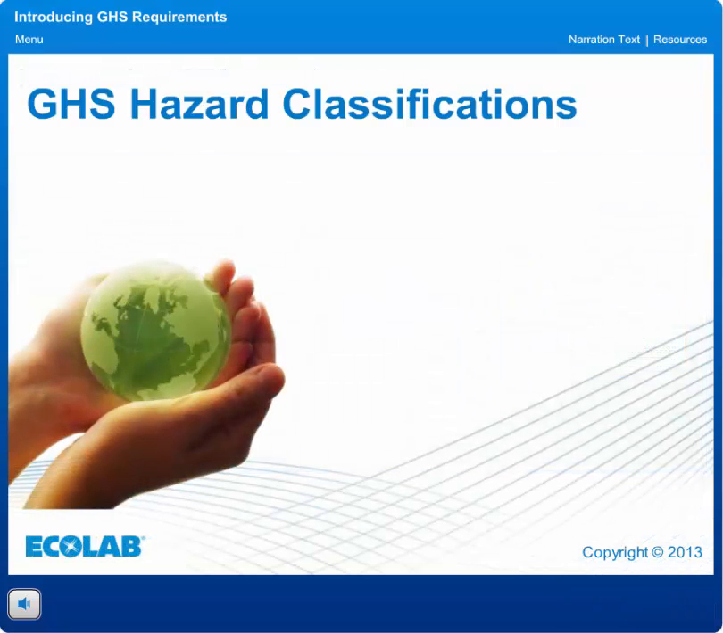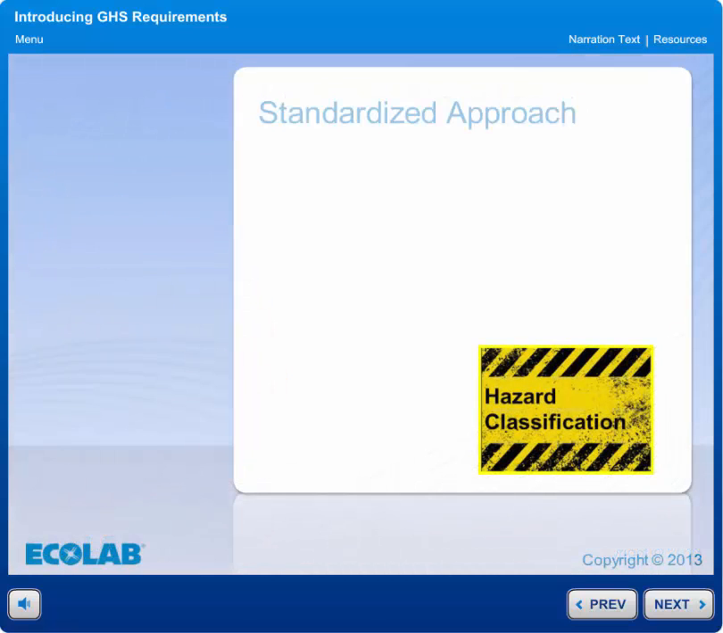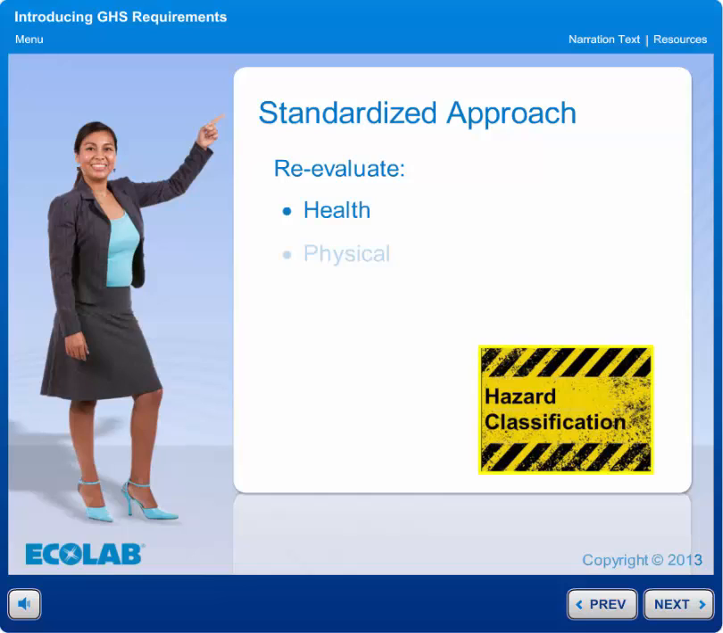Under the new GHS regulation, all chemical products must be evaluated for hazards by the manufacturer to ensure they are classified properly. While Ecolab has always assessed our products for hazards, GHS brings some revisions and global standardization to the way this has to be done.